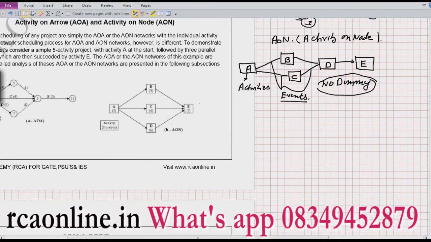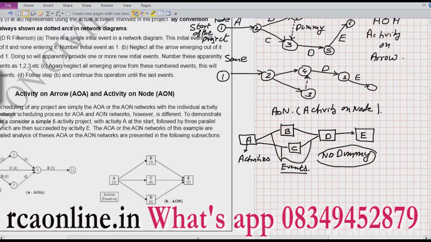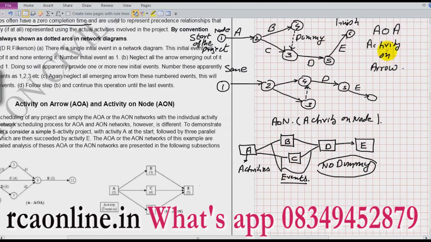Okay, but on AOA, I have the dummy activities. So what is the benefit of using AON is that I do not have to use the dummy activities. The logic is clearly understandable without any dummy activity. But in this, I have to use the dummy activity.